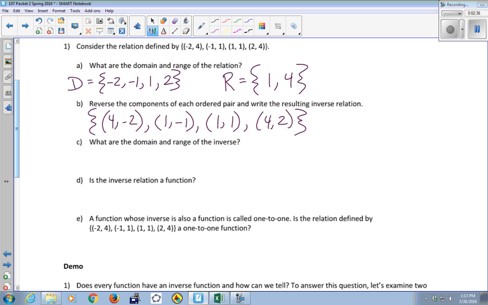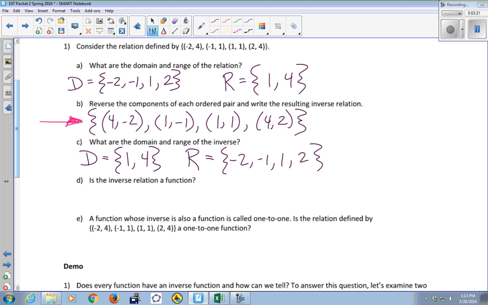All right, what is the domain of this function, or this relation? 1 and 4, yeah. What is the range of this relation? -2, -1, 1, and 2. Those are all the y values of that relation. Okay. Is the inverse relation a function? So looking at this set of ordered pairs, when I swapped the x and the y coordinates, is it a function? No, why not?